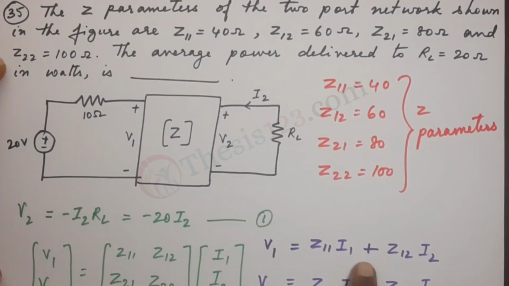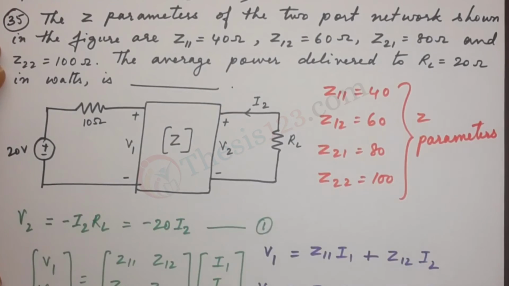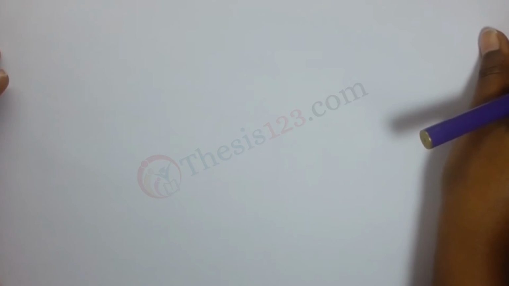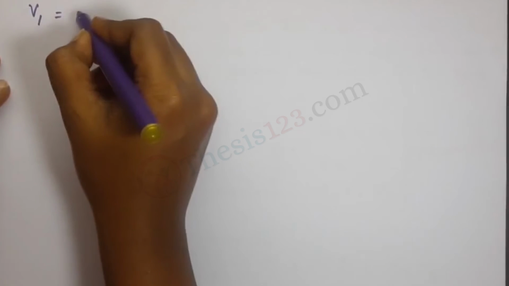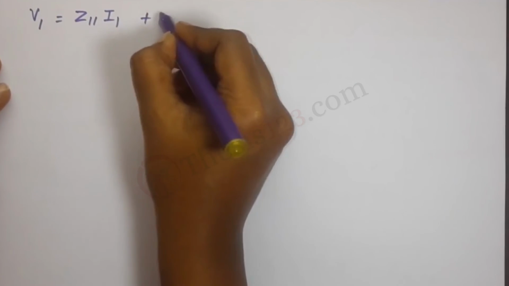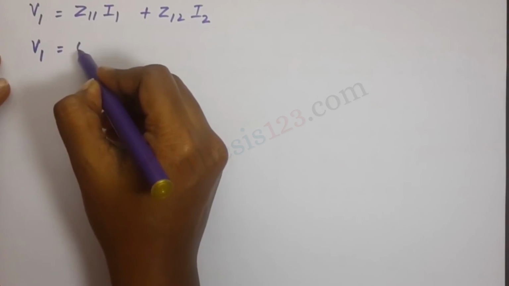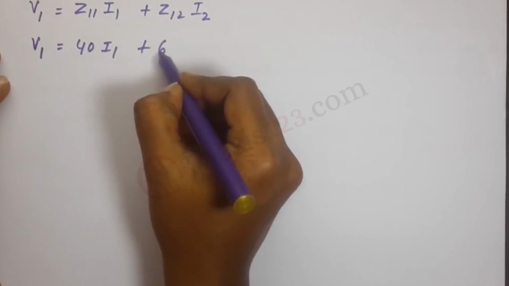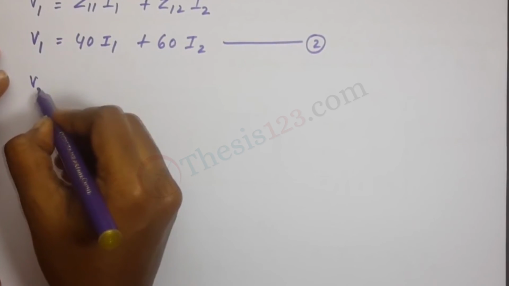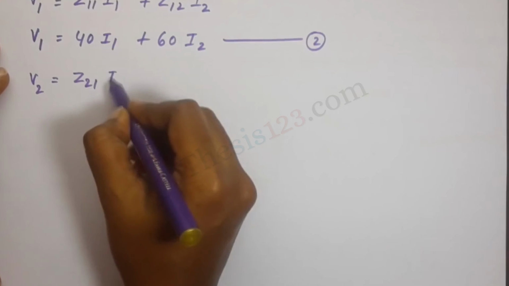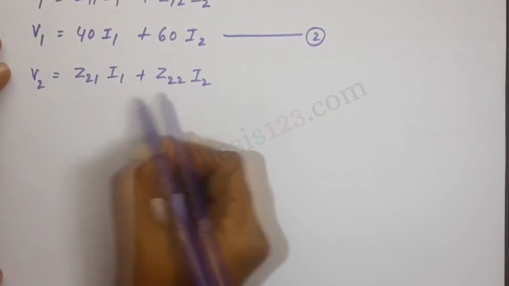Okay, so let's start with this. Let me just take another sheet of paper. So we have the equation V1 equals Z11 I1 plus Z12 I2. We'll substitute the values. We get V1 is equal to 40 I1 plus 60 I2. Let's call this equation 2. Next, we have V2. V2 is equal to Z21 I1 plus Z22 I2. We have our values for Z21 and Z22.